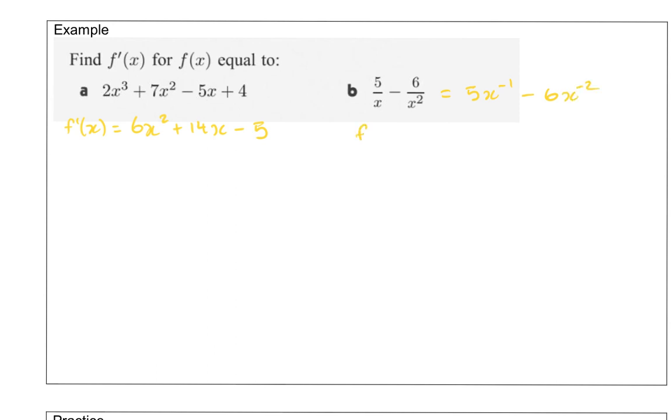For the second one, we need to rewrite it first. So we have 5x to the negative 1, 6x to the negative 2. Same rule as before. Bring the power down, decrease the power by 1. Bring the power down, decrease the power by 1. And let's rewrite it for practice.